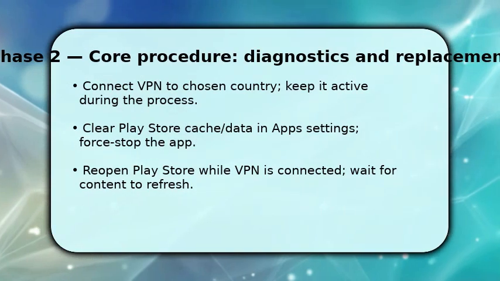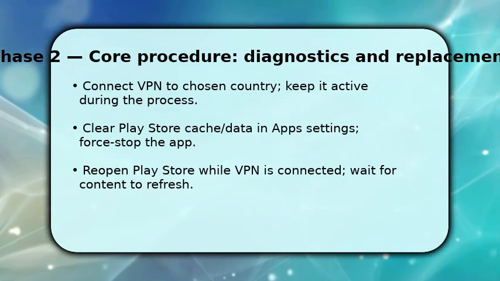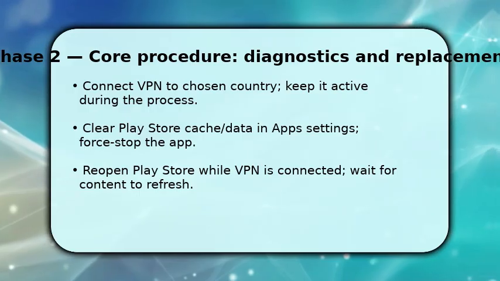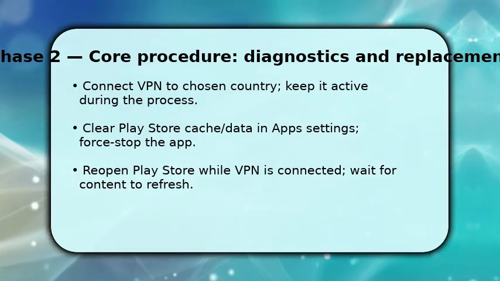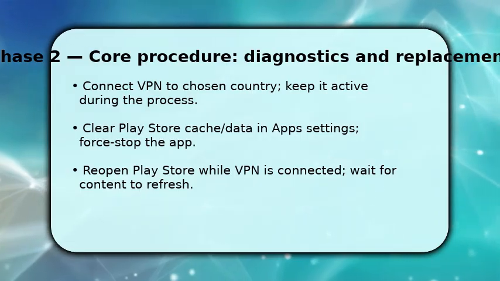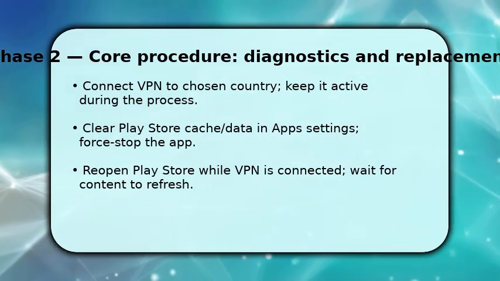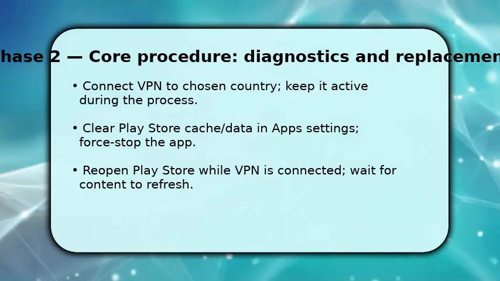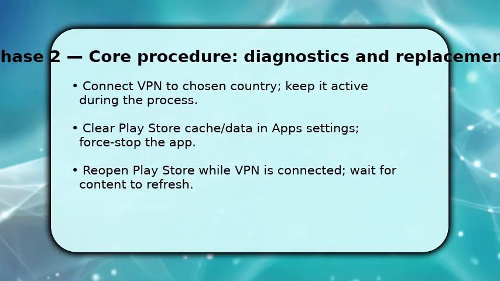You now make the change. Connect the VPN to the target country and leave it active. Then go to Settings, right arrow Apps, right arrow Google Play Store. Clear cache and clear data, and force stop the app so it forgets cached locale info. After that, reopen the Play Store while the VPN is connected. The store should query servers from the VPN country and refresh listings.